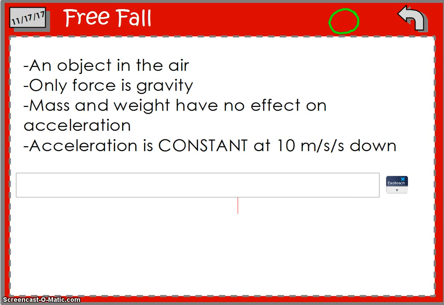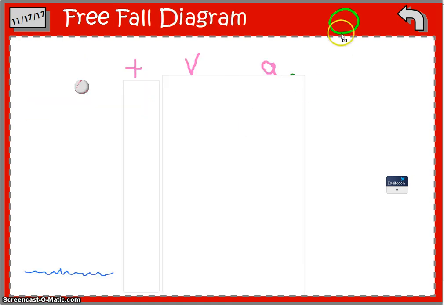Okay, next entry. You decide on the number of the entry. I'm calling this a free fall diagram. We're going to look at the time and the velocity and the acceleration of an object in free fall. Let's look at a baseball. Baseball starts from rest in this case. Somebody probably dropped it. So then it moves a little bit.